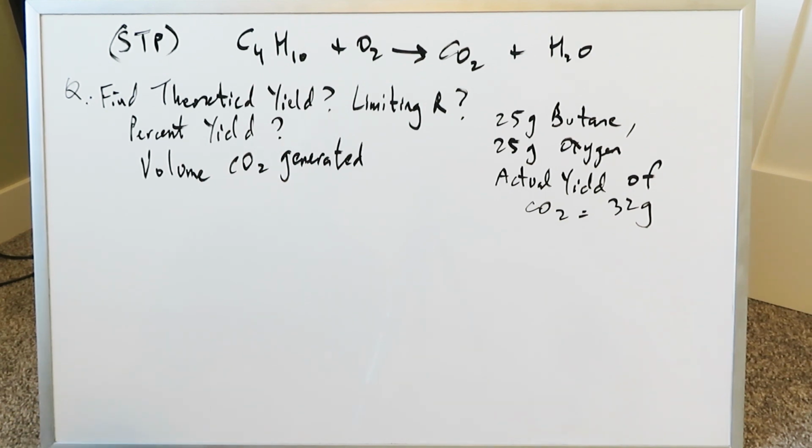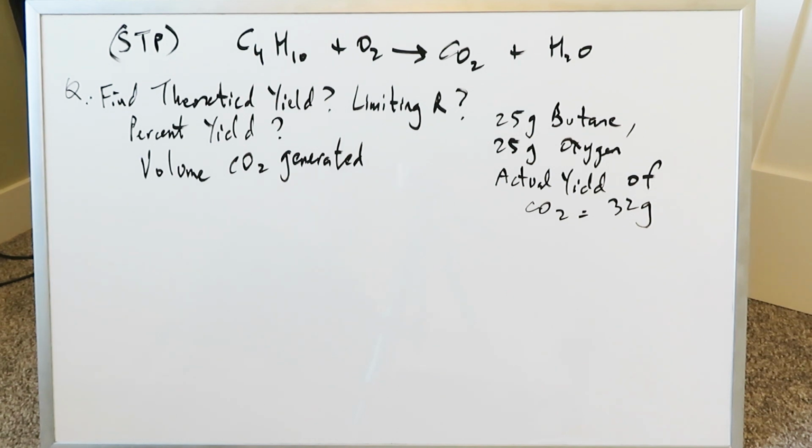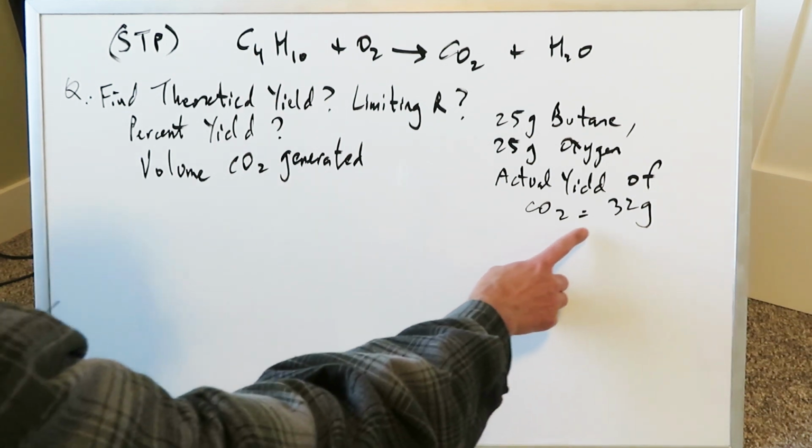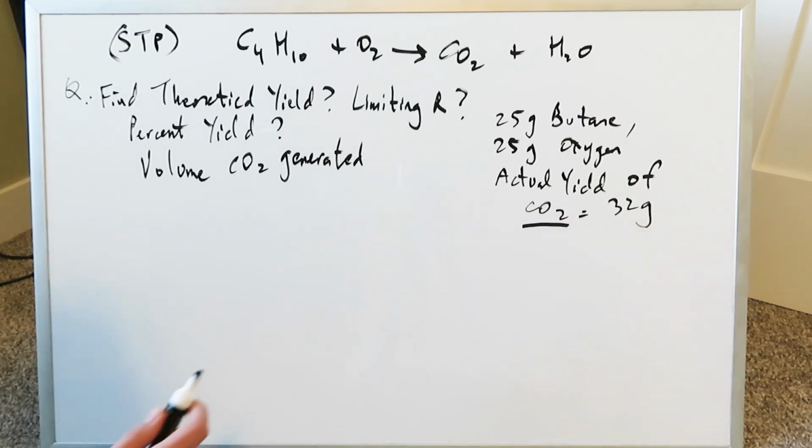We have here ahead of us a combustion reaction. We have butane, C4H10, being combusted in the presence of oxygen, and you know carbon dioxide and water are the end results. There's 25 grams of butane, 25 grams of oxygen, and we have an actual yield of carbon dioxide, our main product being assessed, of 32 grams.